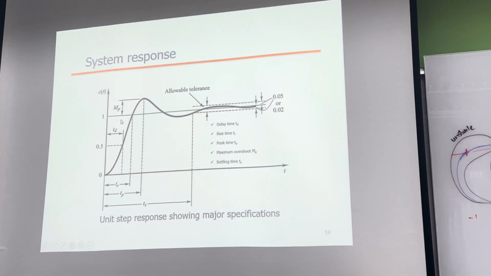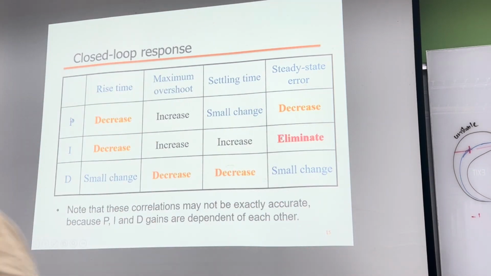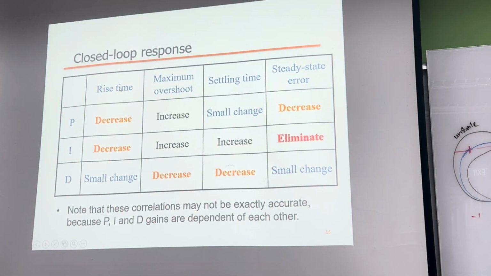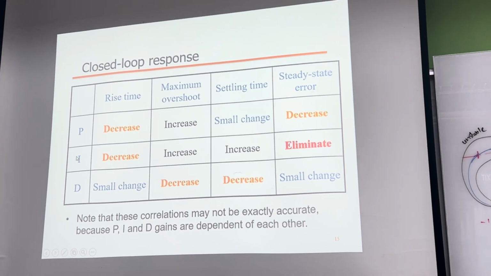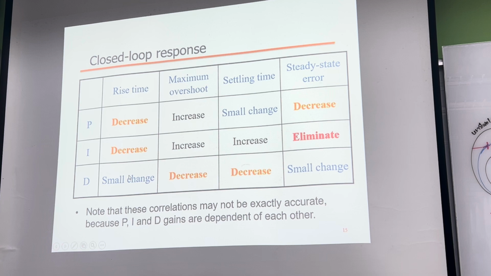Timing of the rise time. Well, when the constant Kp value is increased, it decreases the rise time, and I also decreases it, and derivative makes a small change.